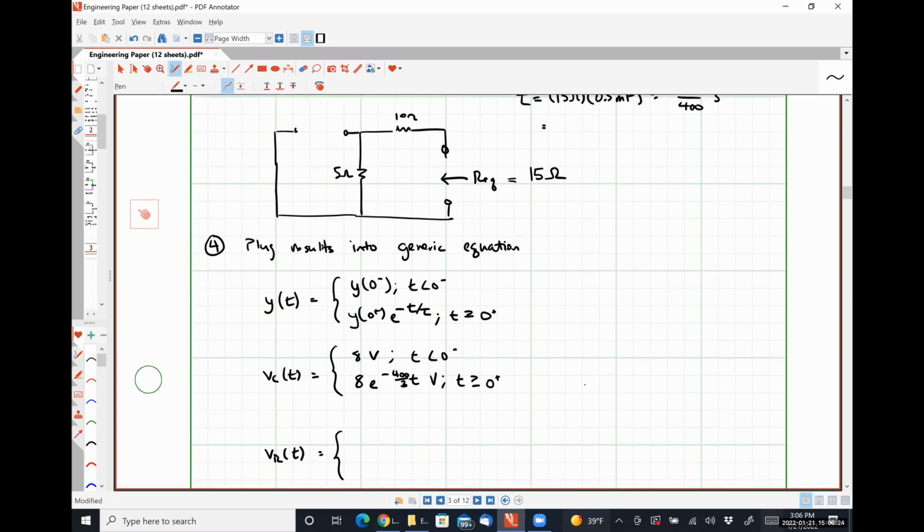And I can do something similar here for my resistor voltage. 8 volts for t less than 0 minus. 8/3 e to the minus 400 over 3 t volts for t greater than or equal to 0 plus. Any questions regarding our analysis here?